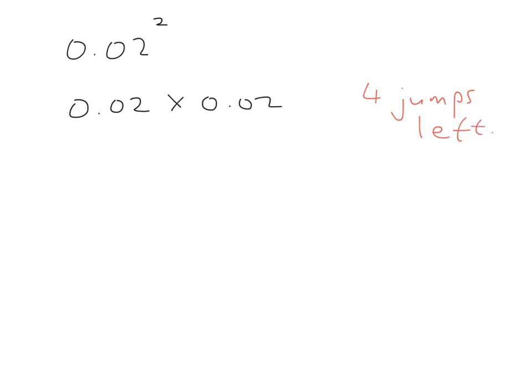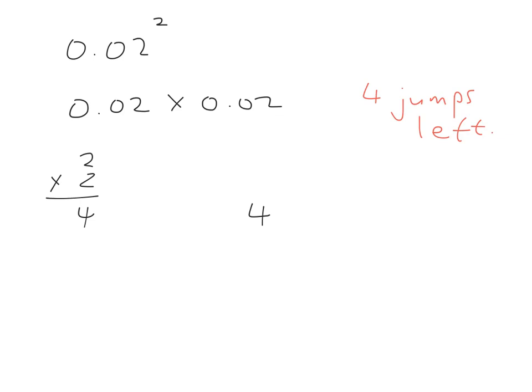Okay, so now with our previous examples, what we did was when we had a decimal, we basically ignored the decimals and we just multiplied the number as a whole. So we'll continue to do that. So 2 times 2 equals 4.